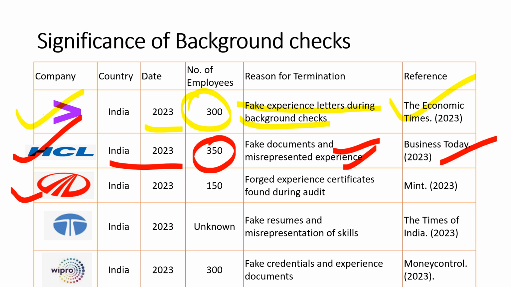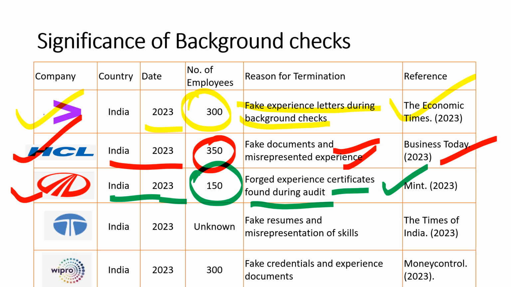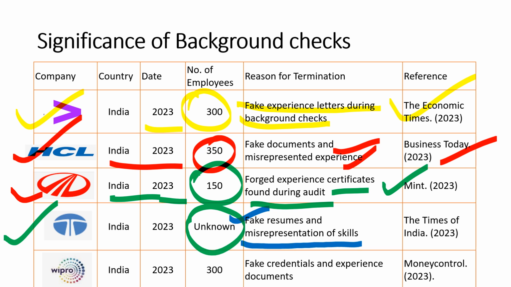The third example is Tech Mahindra. India 2023. 150 employees were laid off due to forged experience certificates found during the audit. This is by Mint 2023. This is TCS, which has not disclosed the number of employees laid off, but fake resumes and misrepresentation of skills was considered the reason, as per the Times of India report. The last one is Wipro. Again, 300 employees were fired or laid off due to fake credentials and experience documents, by Money Control. All the references are given in the last slide.